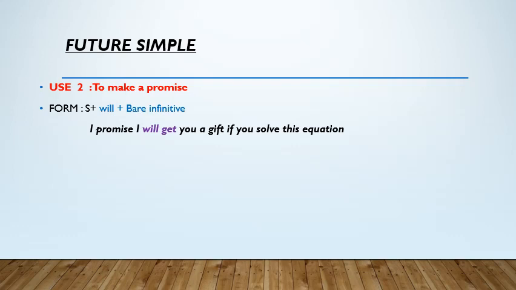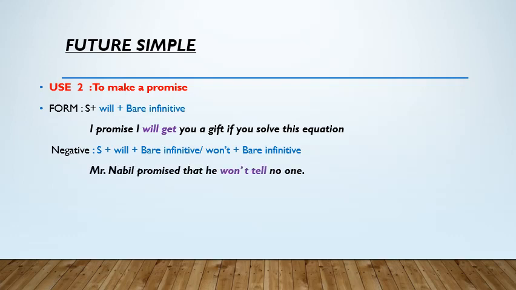So here we are using, of course, conditional number one, because as you may know, the form of conditional number one is if plus subject plus simple present. This is the if clause, comma, subject plus will. And as you may see here, this is clearly conditional number one. When it comes to the negative form, the form doesn't change except for adding not after will. Mr. Nabil promised that he won't tell no one.